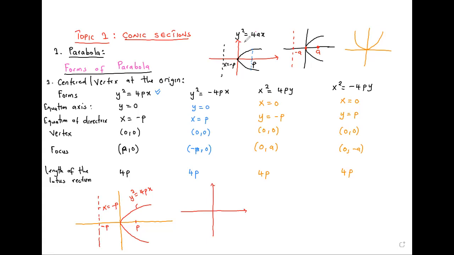So we'll have, now going in reverse, this will face this direction. It must touch the origin. And then this is negative P. So the directrix then becomes positive P. So this line is a straight line, x is equal to P. And this graph is y squared is equal to negative 4px.